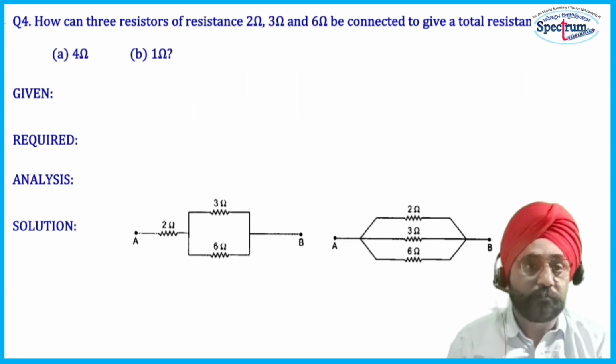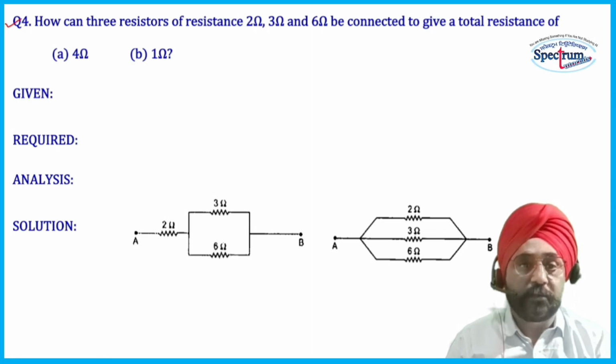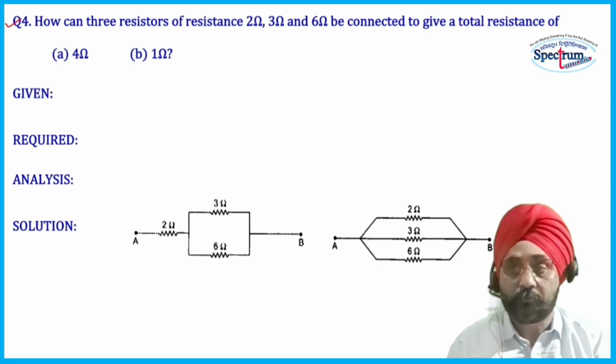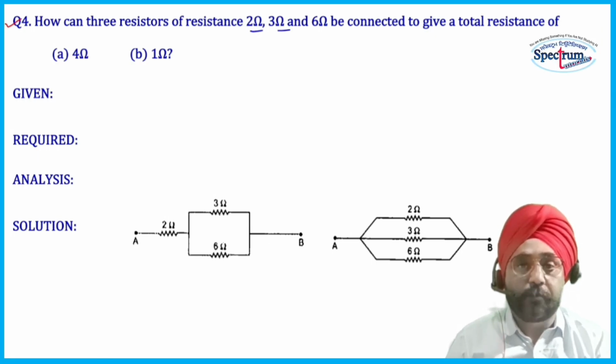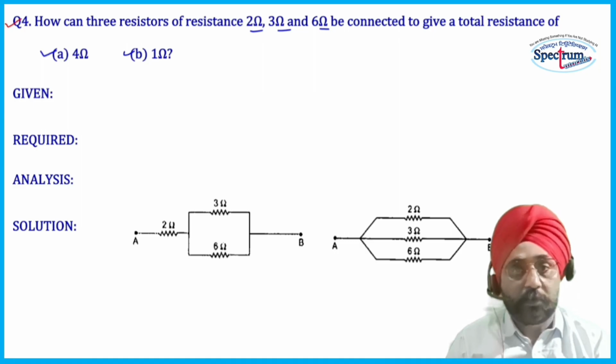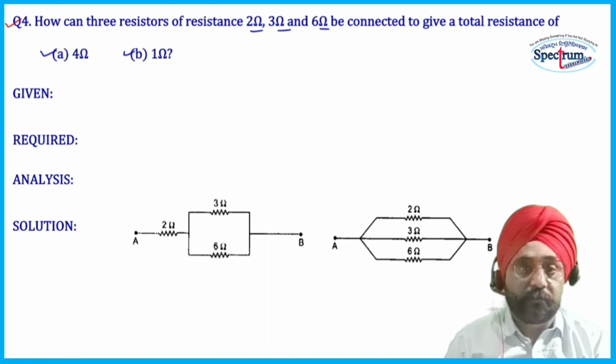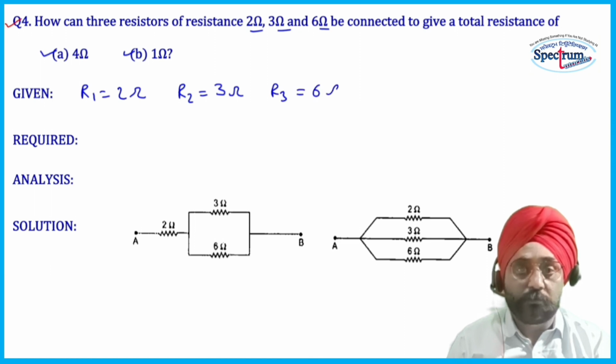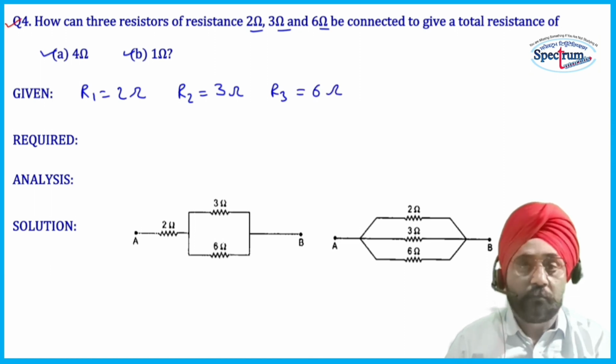Next question. How can the three resistors of resistance 2 ohm, 3 ohm, 6 ohm be connected to give a total resistance of 4 ohm and 1 ohm? So given three resistors, R1 is equal to 2 ohm, R2 is equal to 3 ohm, R3 is equal to 6 ohm. What is required?